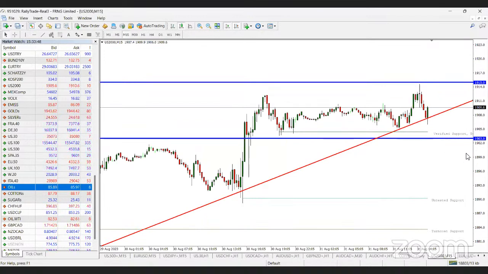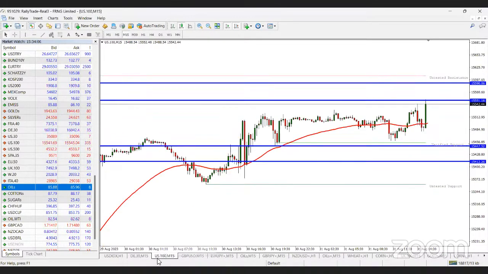Okay, not yet for US 2000, but remember that for US 2000, we have it at 1903 for sell. If you want to scalp a sell, you want to take a sell stop from 1903 or from 1915. 1903 or 1915. Okay, so I want us to be vigilant.